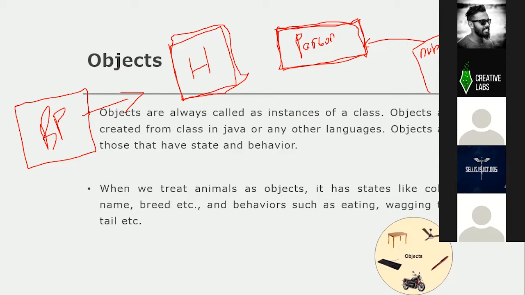So now we'll come to our topic. Blueprints and houses. So these blueprints are our classes. These houses are our objects.